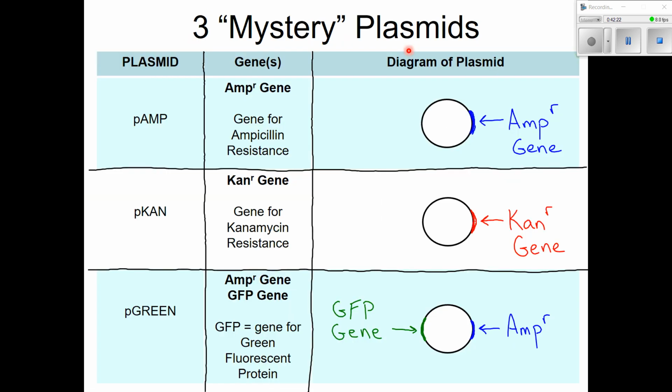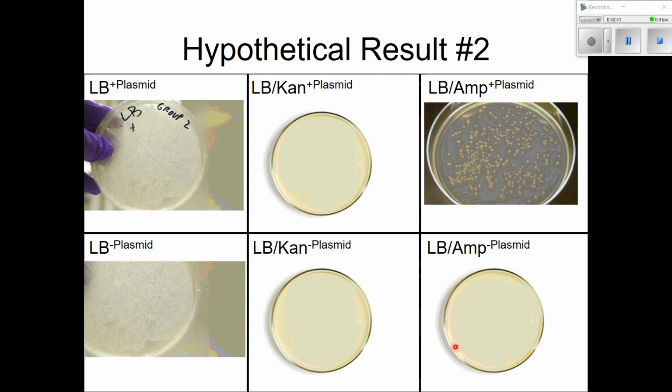Which one of these three plasmids did these bacteria take in? Obviously, they took in the AMP-R gene if they're able to survive on an ampicillin plate. But that could be this plasmid or this one. So how do you know? Well, when I look at the color of these colonies, there's a lot of colonies on this plate, by the way. This group was very successful at transforming their cells.